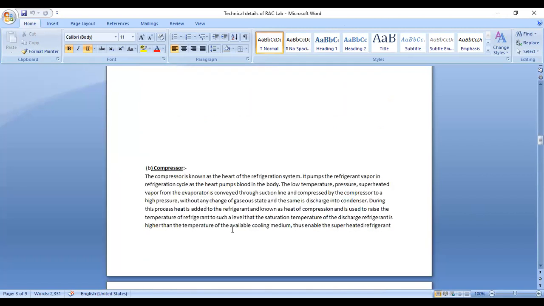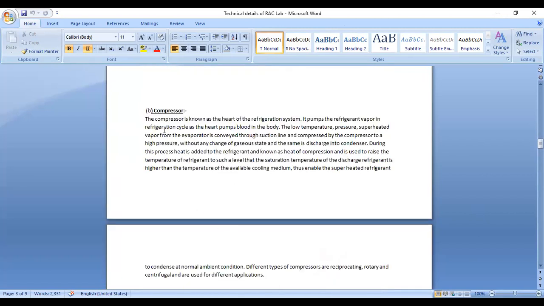Next, the compressor. The compressor is known as the heart of the refrigerating system. It works like the heart of a human being or other living beings. It pumps the refrigerant vapor in the refrigerant cycle as the heart pumps blood to different parts of the body. The low temperature, low pressure, superheated vapor from the evaporator is conveyed through the suction line and compressed by the compressor to a high pressure without any change of state, and the same is discharged to the condenser.